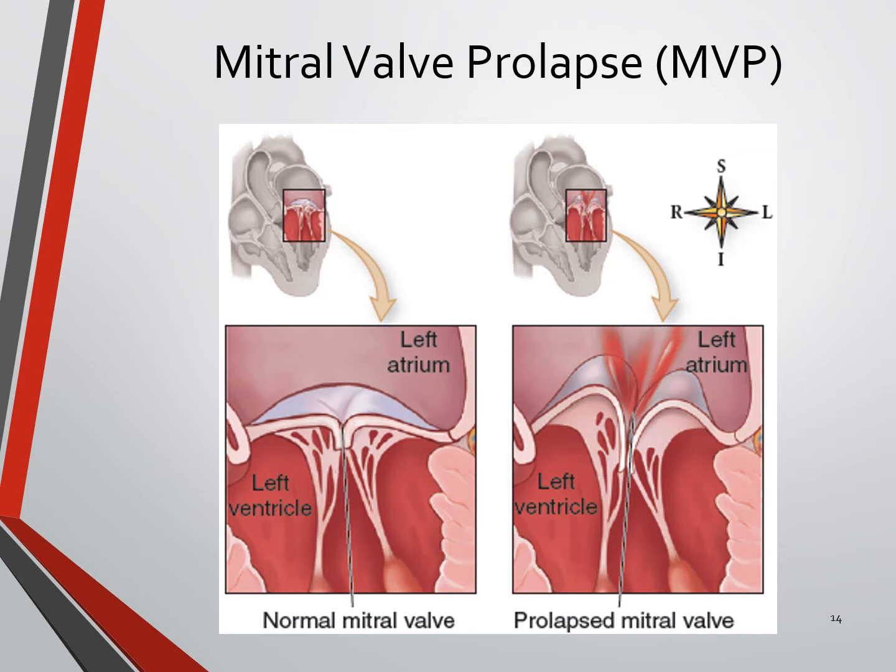When we do have valves that are stenotic or prolapsed, we can oftentimes replace them surgically, and there are different types. There are artificial ones, and there are also ones that are made of different animal tissues, like tissues from cows and tissues from pigs.